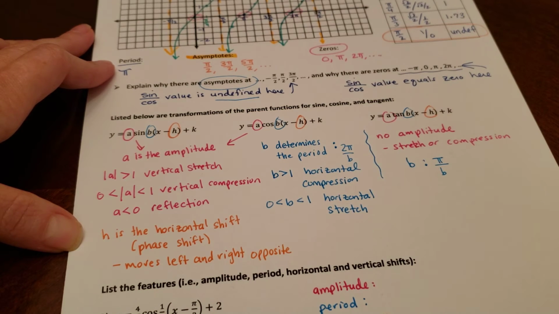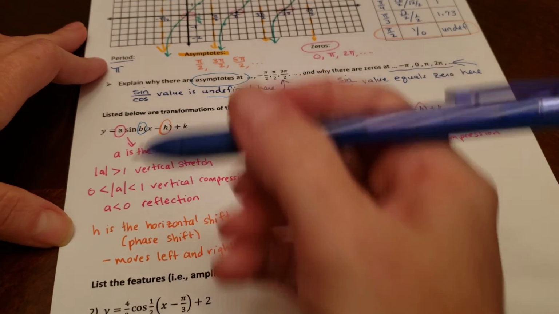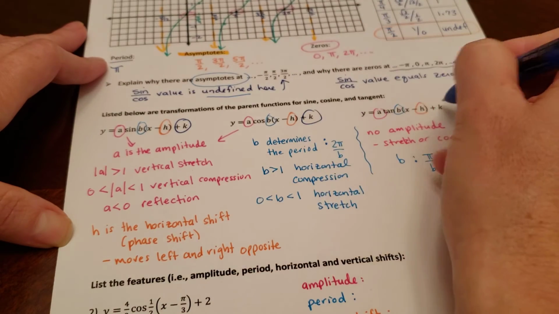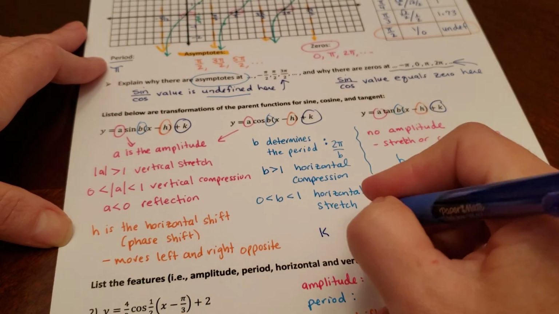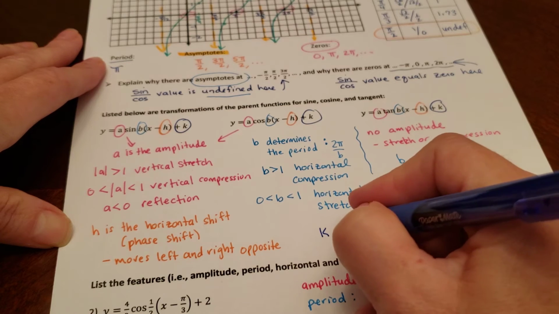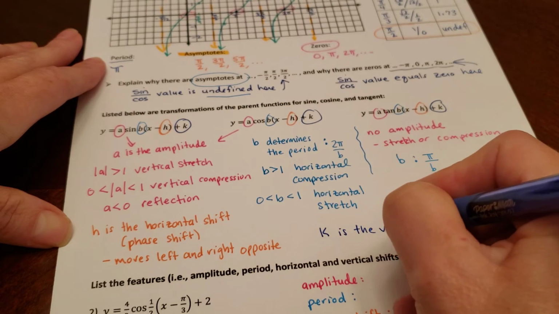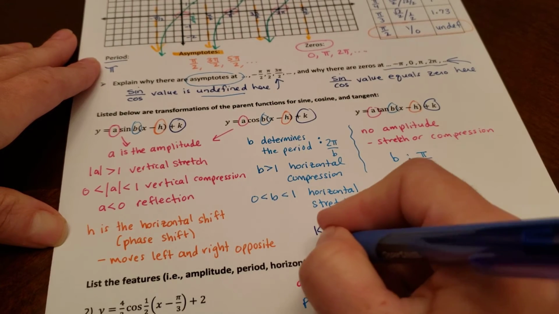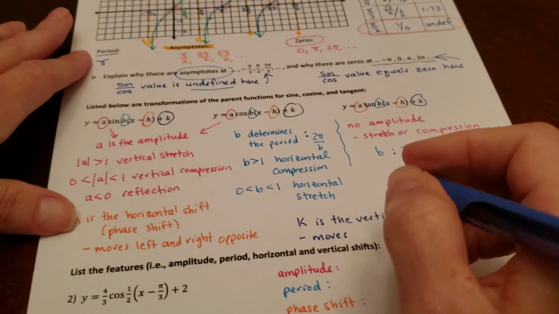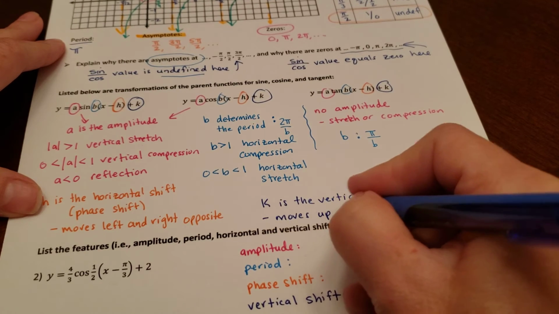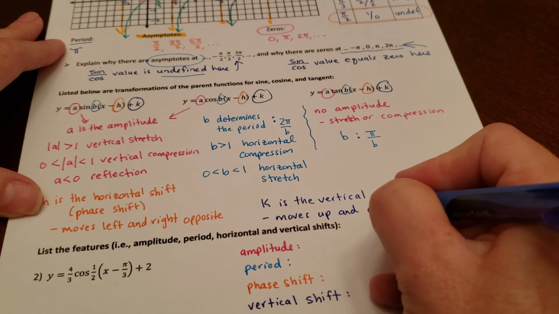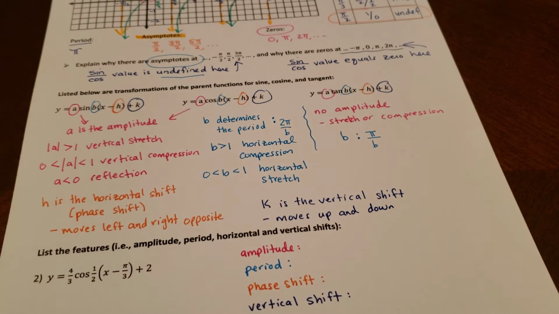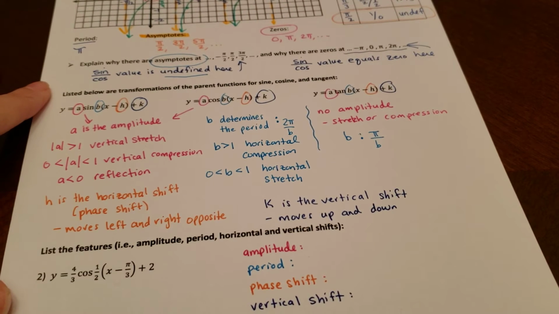And then lastly, we have the K. And K does just like it did before. K is the vertical shift. And it moves up and down. So we're going to piece all these together and we'll go through. So you're not actually going to graph any of these. You're just going to identify features of them.